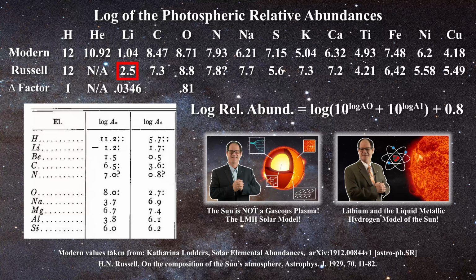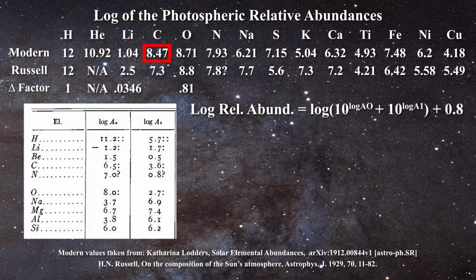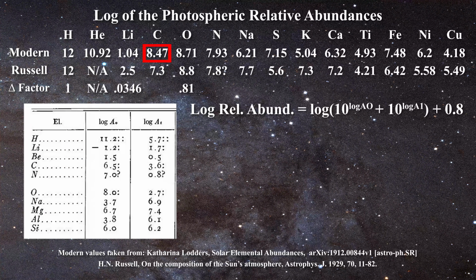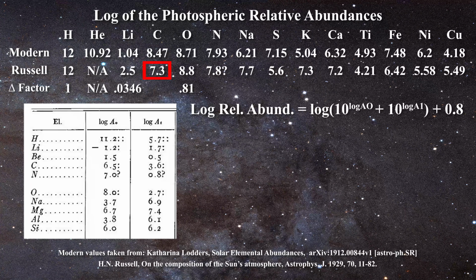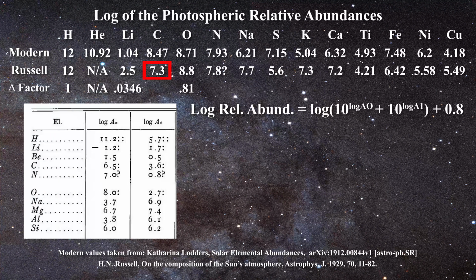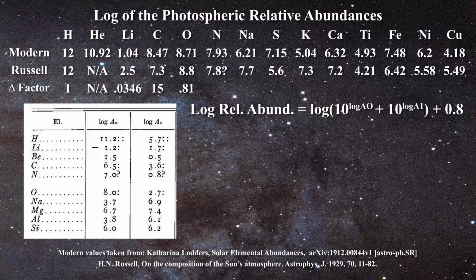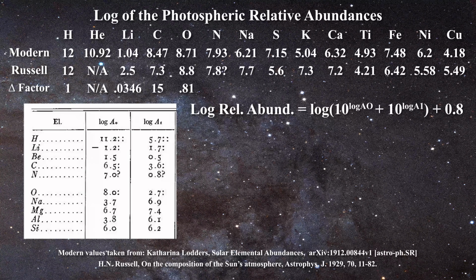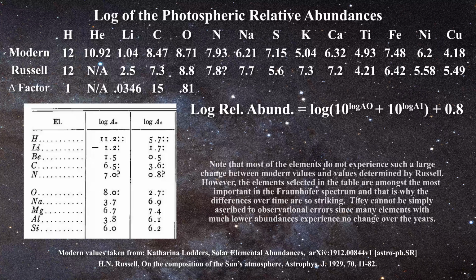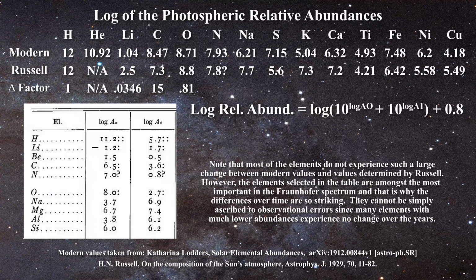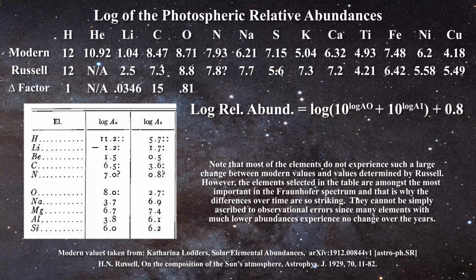Next, have a look at carbon. The modern value is 8.47. The value calculated using Russell is only 7.3. Thus, the relative carbon abundance has increased by a factor of 15. Wow! Imagine what that means relative to what we just saw with oxygen. Carbon, after all, is a significant atom in the photospheric spectrum. It is not like lithium.